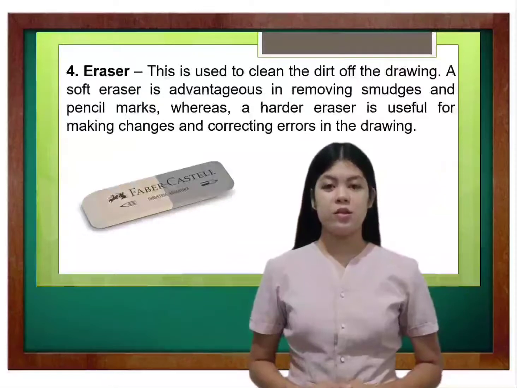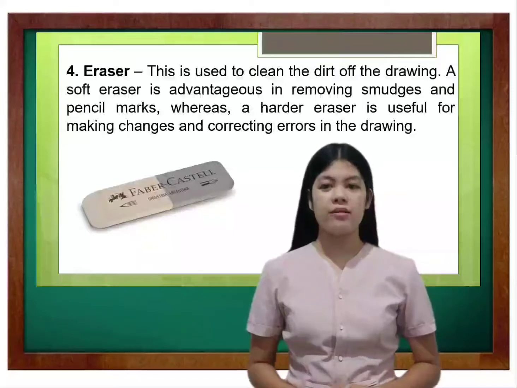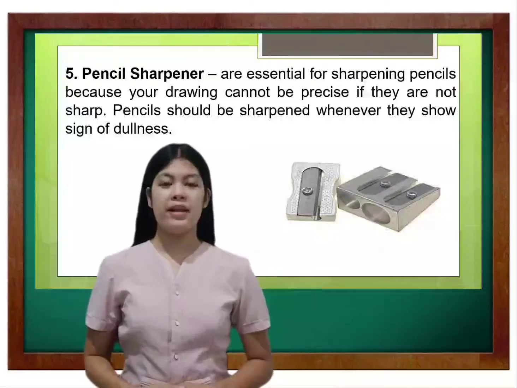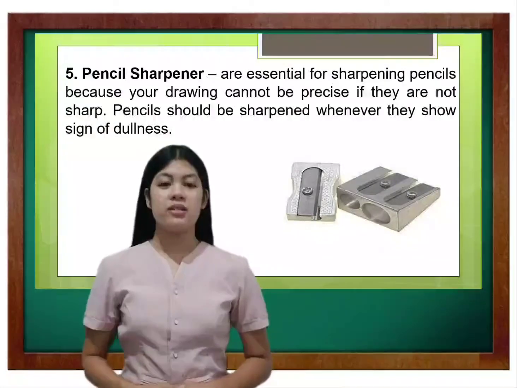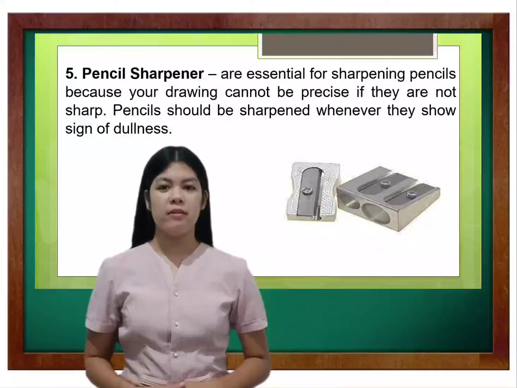Eraser. This is used to clean the dirt off the drawing. A soft eraser is advantageous in removing smudges and pencil marks, whereas a harder eraser is useful for marking changes and correcting errors in the drawing. Lastly, we have pencil sharpener. They are essential for sharpening pencils because your drawing cannot be precise if they are not sharp. Pencils should be sharpened whenever they show sign of dullness.